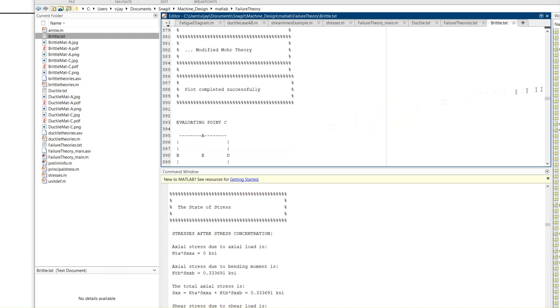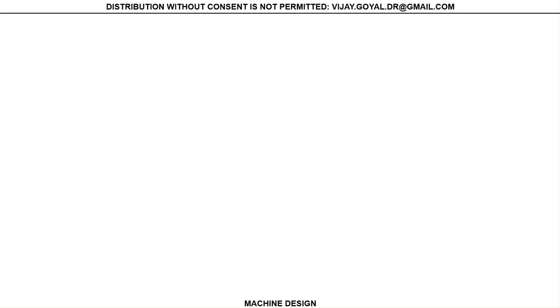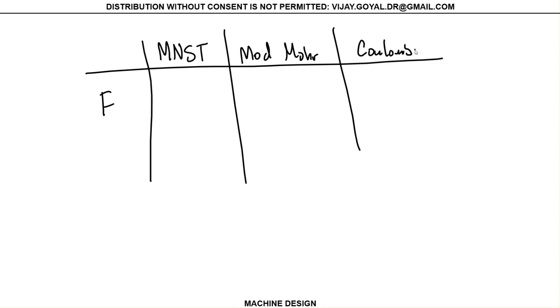Okay, so if we just go ahead and summarize all these values in a nice table, this is what we actually get. So let's make a nice table. And so these are the values of F. This is the maximum normal stress theory. This is the modified Mohr. This is Coulomb-Mohr.